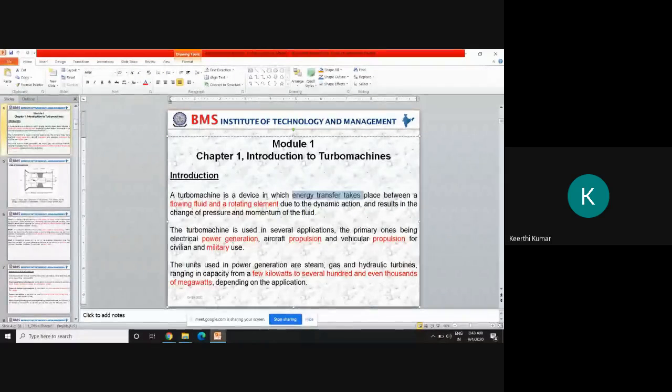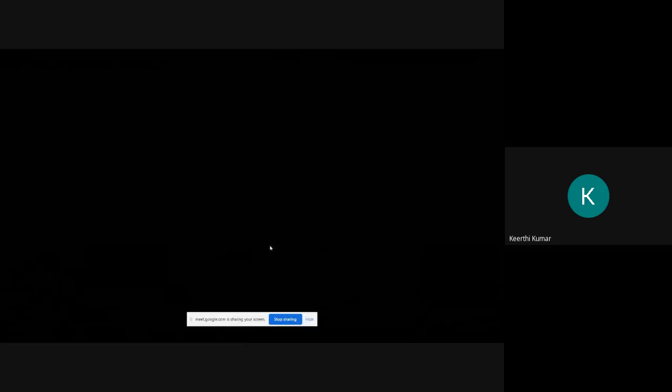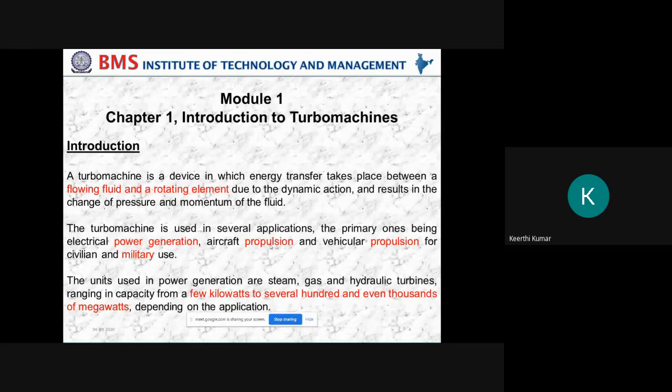So another way, a turbo machine is a device in which energy transfer takes place between the flowing fluid and the rotating element due to the dynamic action. Due to the dynamic action, and results in the change in pressure and momentum of the fluid.